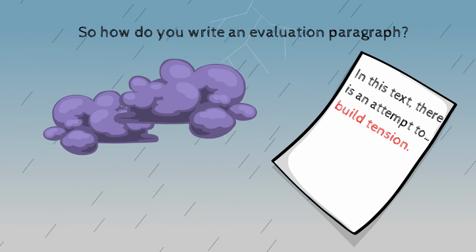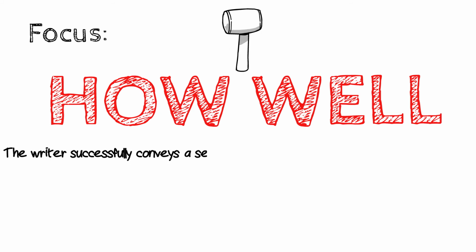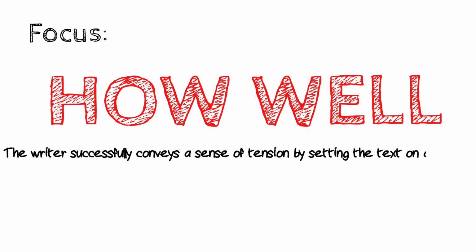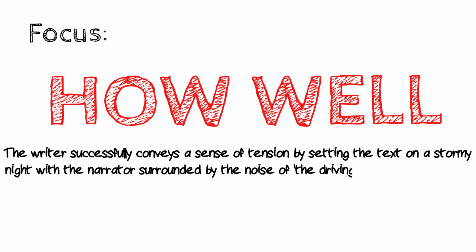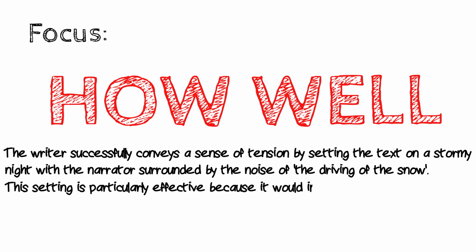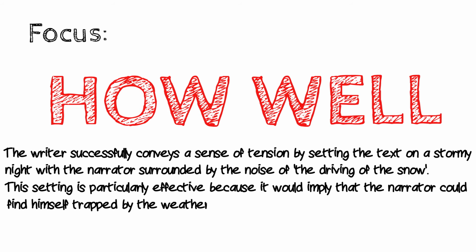Your focus for this question is how well the writer achieves something, so each of your paragraphs should contain evidence of a judgment being made. For example, the writer successfully conveys a sense of tension by setting the text on a stormy night, with the narrator surrounded by the noise of the driving of the snow. This setting is particularly effective because it would imply that the narrator could find himself trapped by the weather.